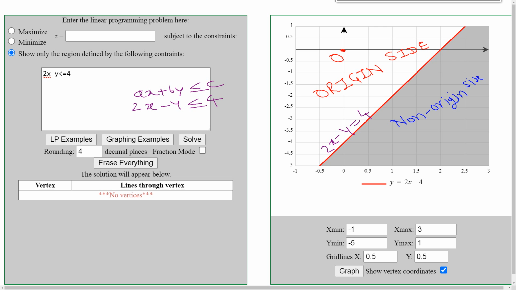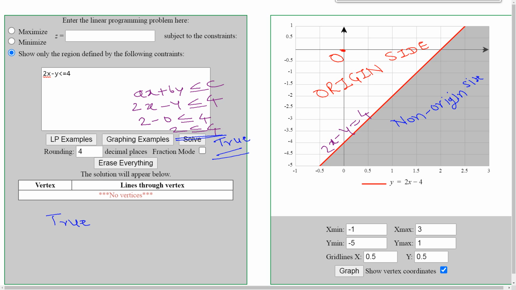Let us substitute x and y for the origin, that is x is 0 and y is 0. So we get 2 times 0 minus 0 is less equal to 4, and we get 0 is less equal to 4. Whether this is true or false? It is true because 0 is clearly less equal to 4, isn't it? So it is true, and if the answer is true, then shade the origin side.